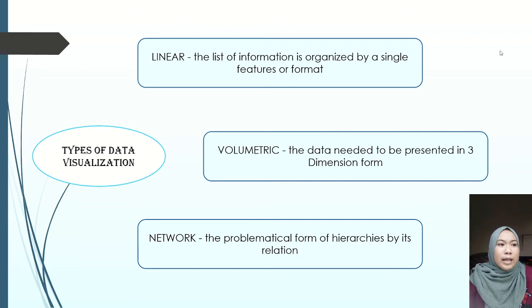This kind of data is rather a data organizing order than a visualizing method. Due to these weaknesses, this method is called one-dimension data visualization. The second part actually interests me. I have volumetric data visualization, an approach where the data needs to be represented in 3-dimensional form. As I mentioned, it's a 3D form.